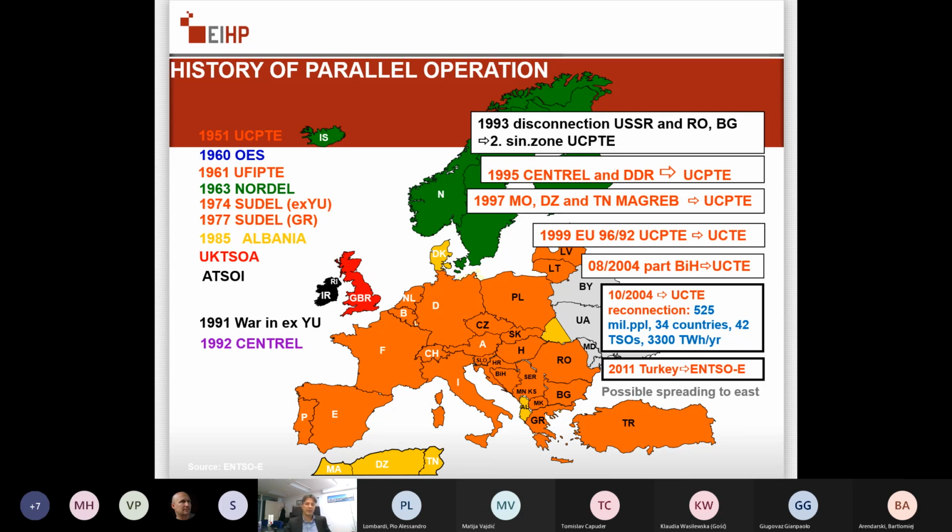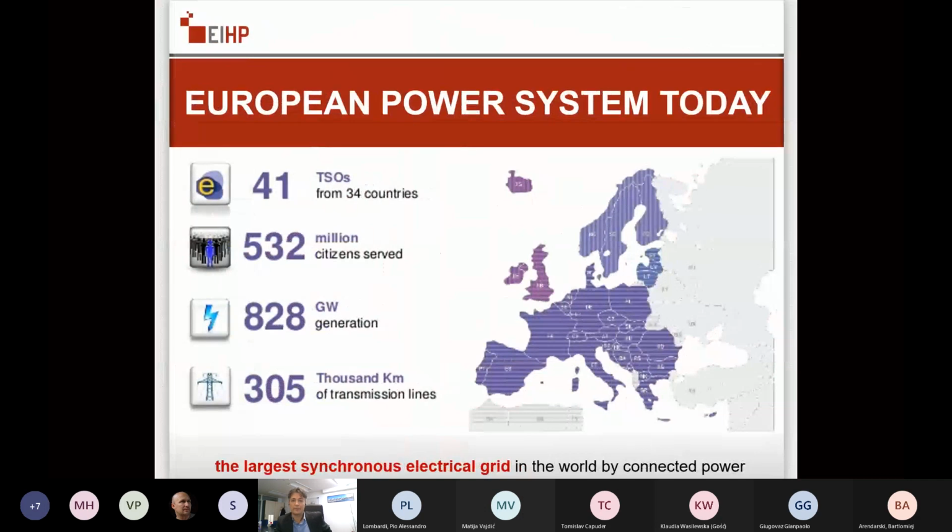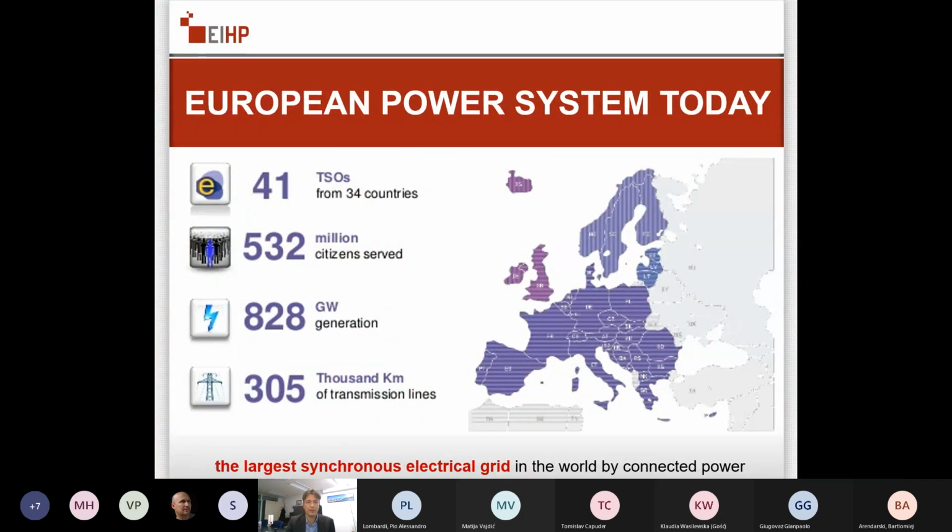So the main point of this slide is for you to get a feeling that the network was not initially designed for the requirements we have today. And not only that, it took only 15 years since we've been working in parallel operation altogether. At the moment, we have a system with more than 820 gigawatts of installed generation, and it's rapidly increasing every single day. We have more than 530 million citizens served and more than 300,000 kilometers of transmission lines.